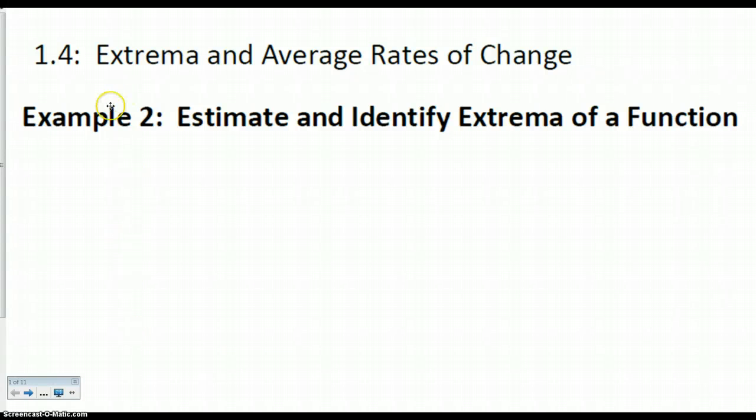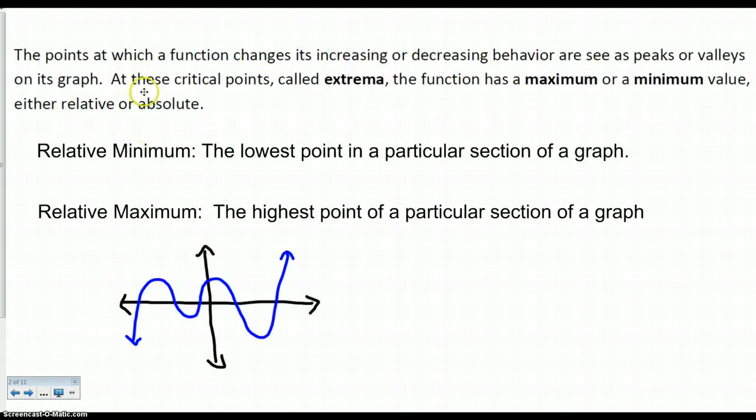All right, class, we're still on section 1.7, which deals with extrema and average rate of change. So I want to look at trying to estimate and identify extrema of a function. The points at which a function changes its increasing or decreasing behavior are seen as peaks or valleys on its graph. At these critical points, called extrema, the function has maximum or minimum values, either relative or absolute.